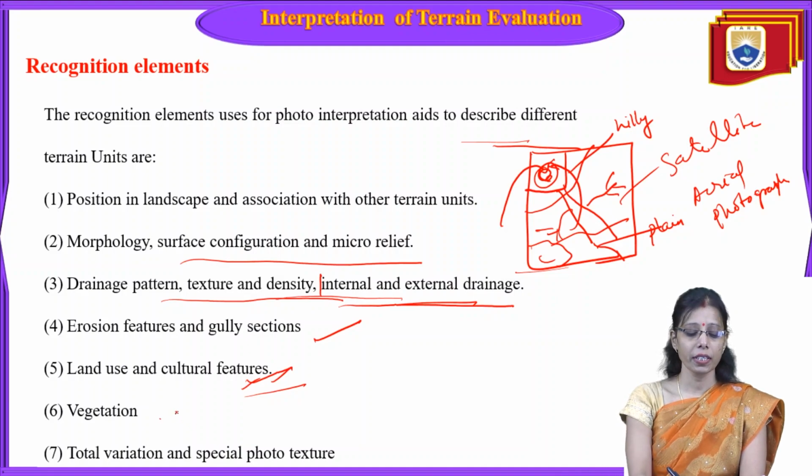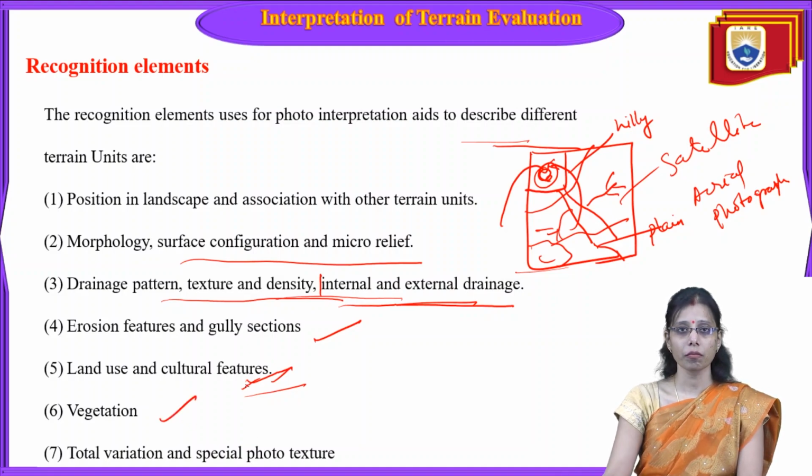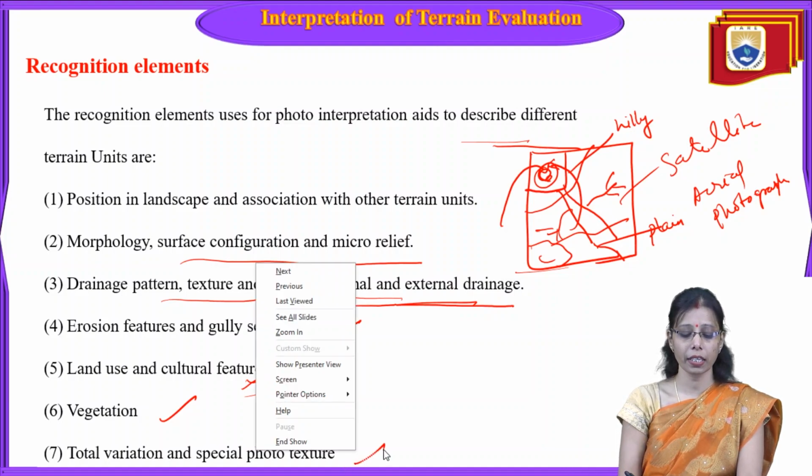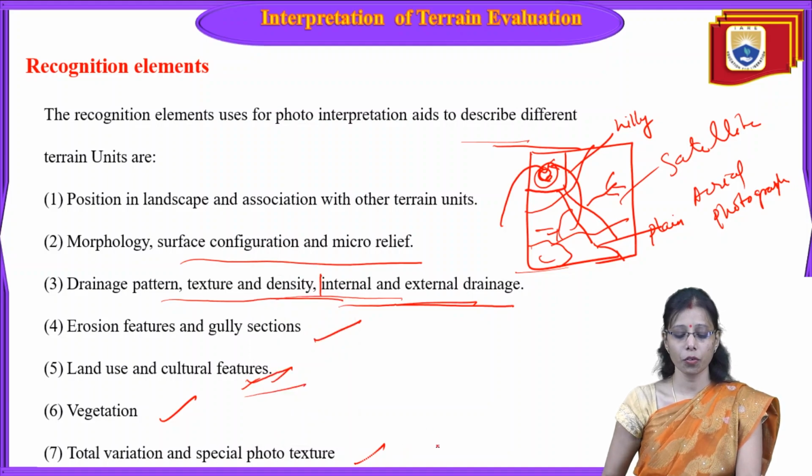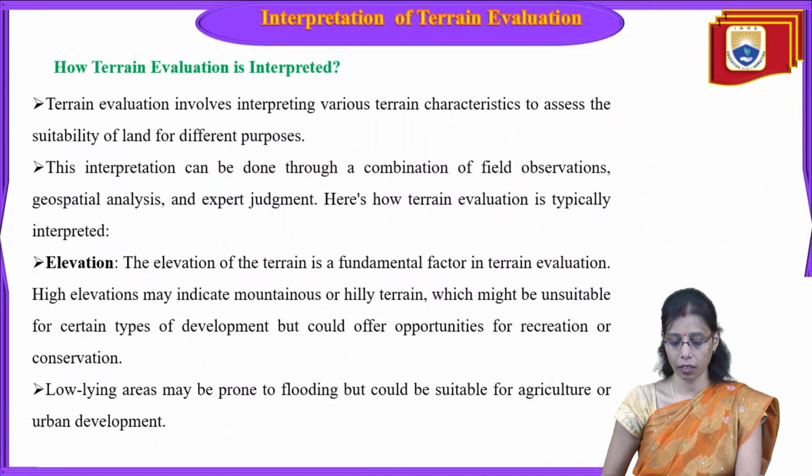Okay. Now vegetation. Vegetation means what? The greenery which grows naturally. If we talk about the forest area, the greenery which is grown naturally, all those areas come under vegetation. Then tonal variation and the special photo texture. Variation of the special photo texture we can find out in this terrain evaluation.